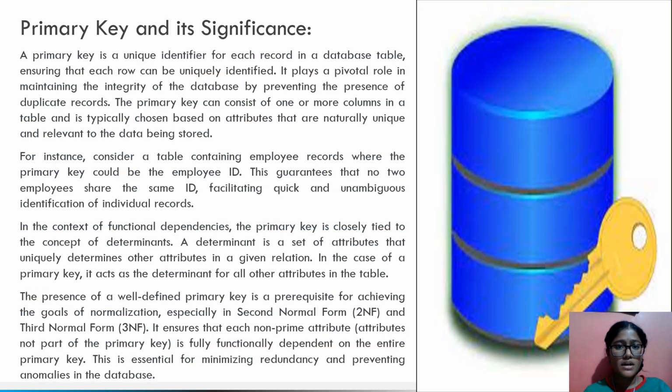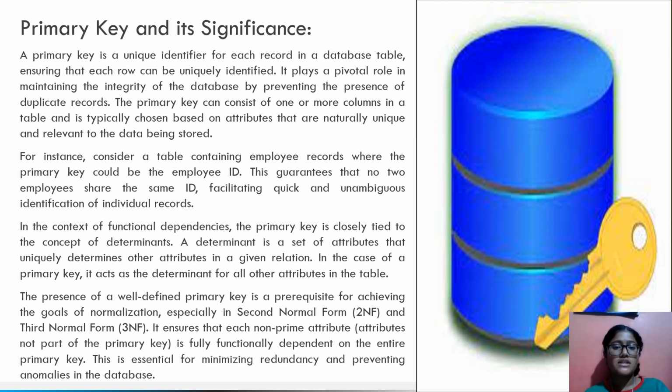process. Primary key and its significance. We all know that primary keys are the unique identifiers which uniquely represent a record. So a primary key is a unique identifier for each record in a database table, ensuring that each row can be uniquely identified. It plays a pivotal role in maintaining the integrity of the database by preventing the presence of duplicate records.